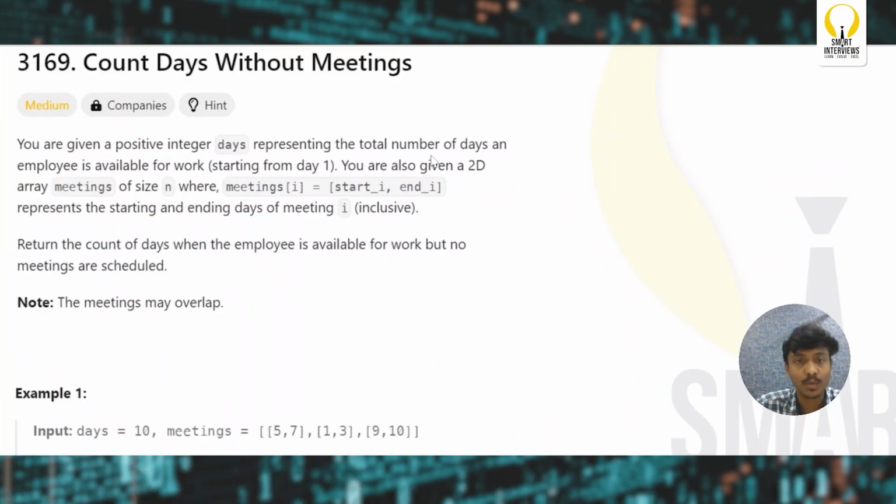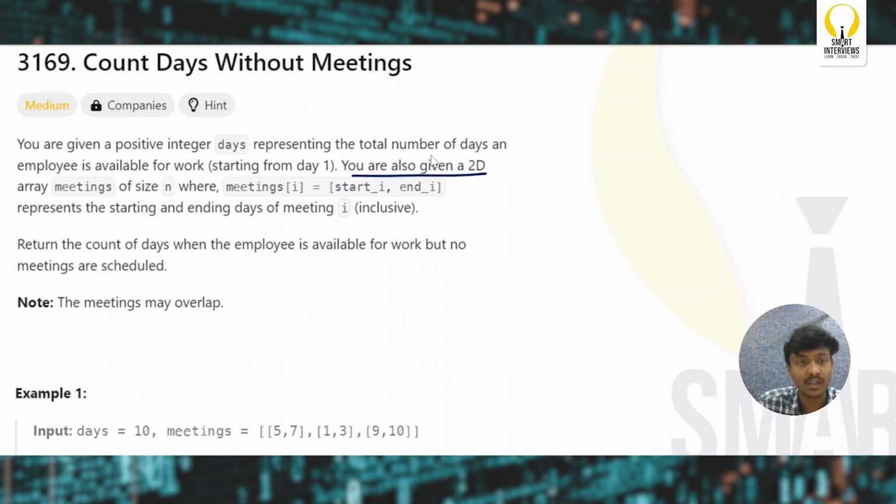So here is our second problem statement, and the problem statement name is count days without meetings. Let's try to understand the problem statement. So the problem statement says that you are given a positive integer days representing the total number of days an employee is available for work, starting from day 1. So you should start counting from day 1.